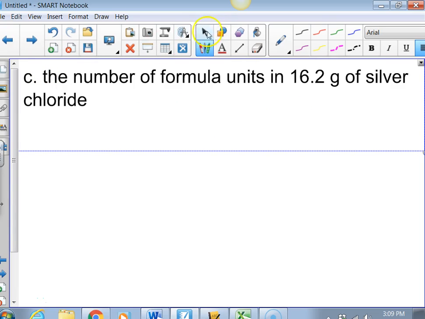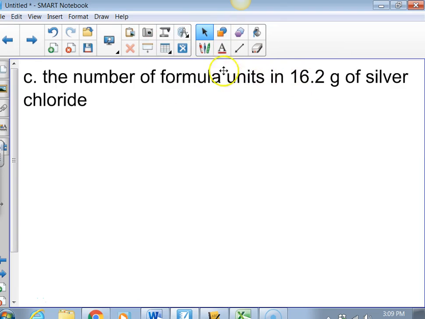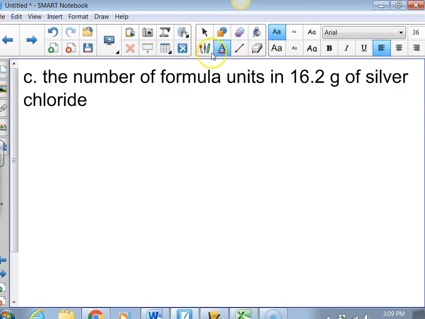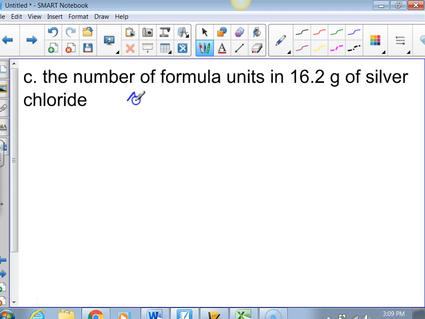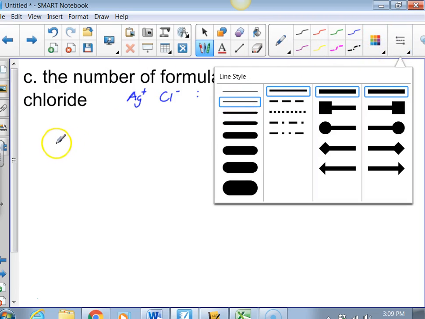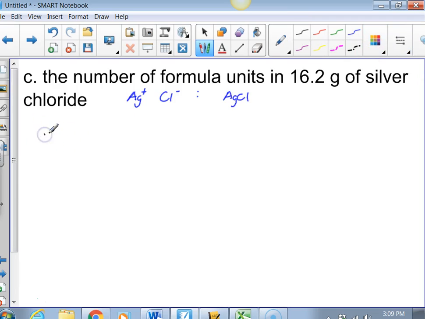In C, we're going to want to calculate the number of formula units in 16.2 grams of silver chloride. Let's start with silver chloride. Silver, +1, chloride, -1, so that gives AgCl. Now, we want to know the number of formula units in 16.2 grams given of AgCl.